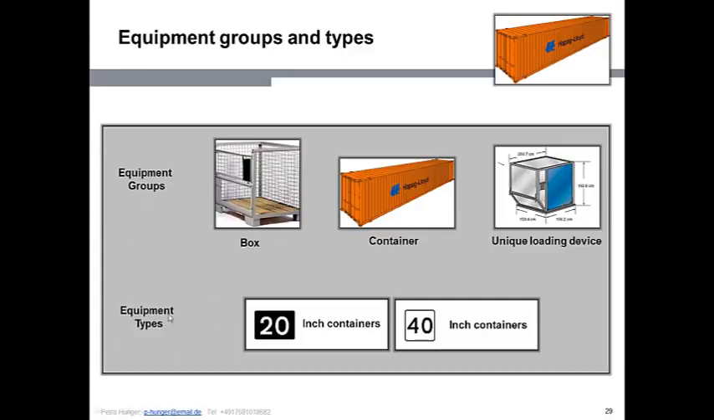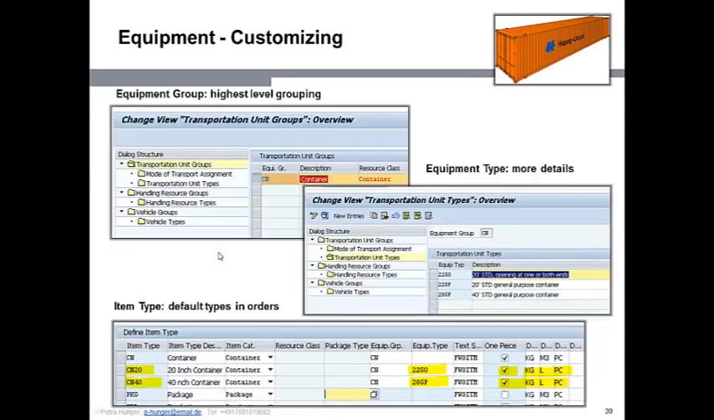Below you can use the equipment types, and here we have made an example where equipment group container is used, and they are separated into 20-inch containers and 40-inch containers. Of course, in unique loading devices you could have a lot more equipment types. So now let's look at the customizing that we have available. Again, equipment group is the highest level. So you have an equipment group which is specified here with the description container, and then this equipment group can be used as transportation unit group, handling resource group, or vehicle group.